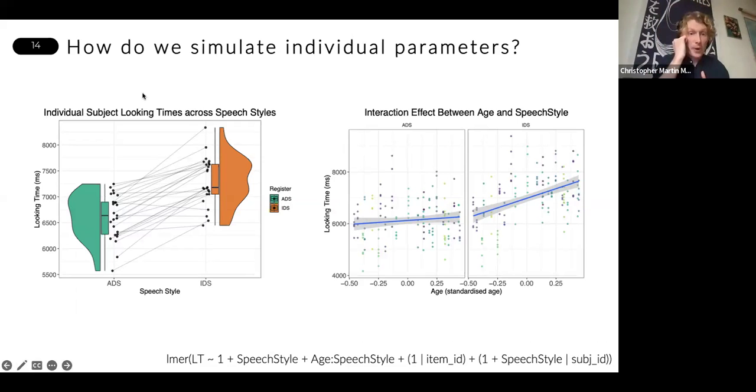Again, the flexibility of this approach can't be emphasized enough. In the tutorial, you'll also be asked to code up an interaction effect between age and speech style. Some of the questions in the question sheet were, how do I calculate power for interaction effects? This is fairly easy in the simulation approach, because we can simply add an age predictor and model it as an interaction effect. And here we see that as infants get older, they also respond more to IDS. They have a stronger effect, which is something that might be the case.